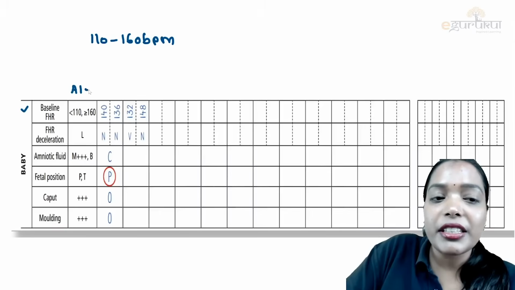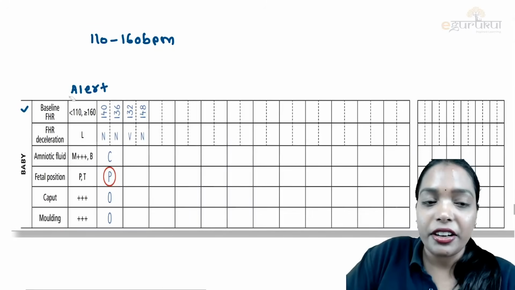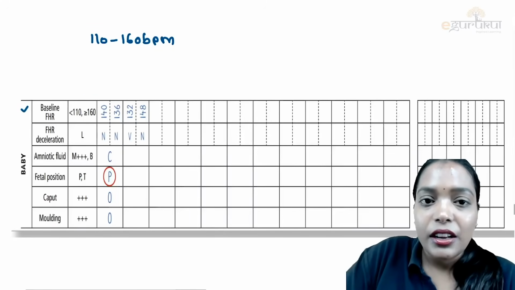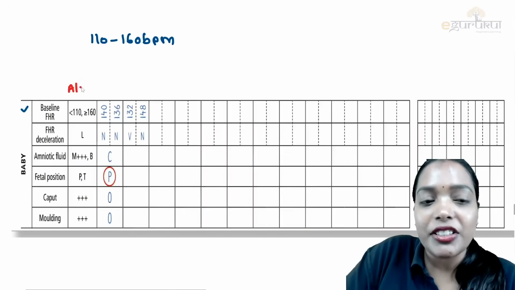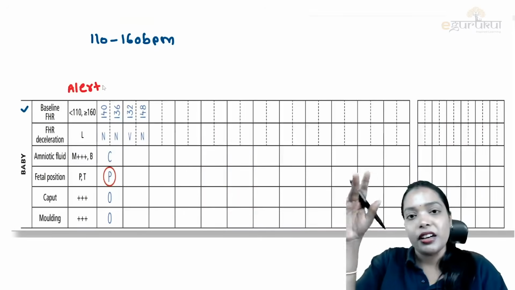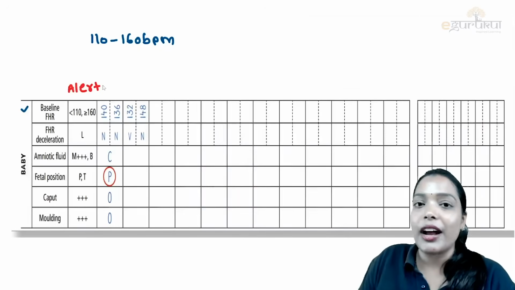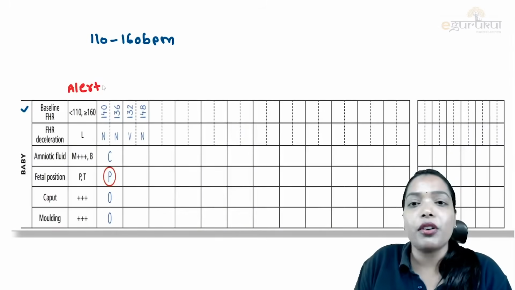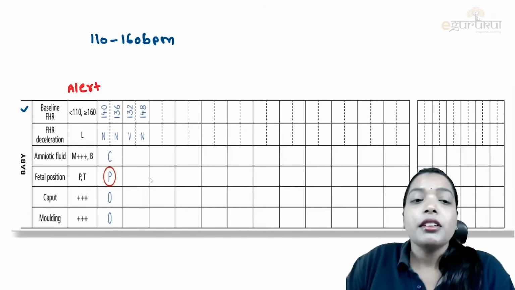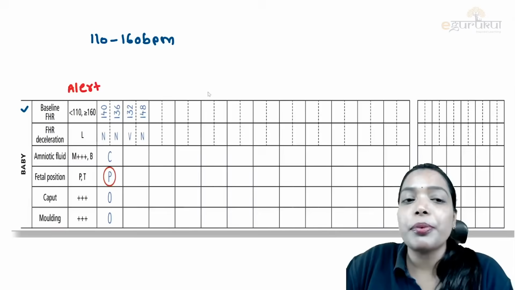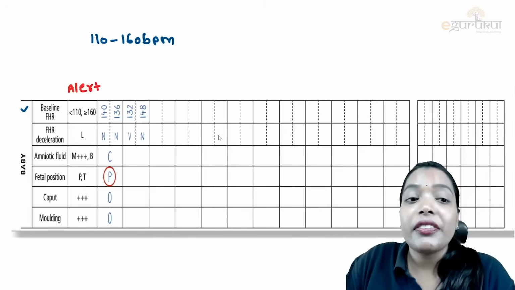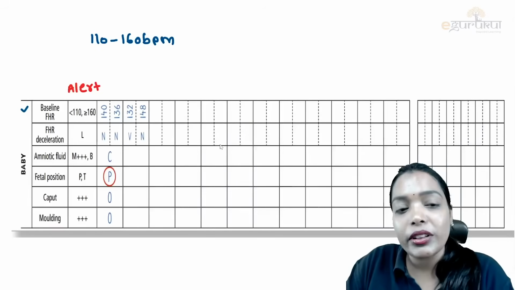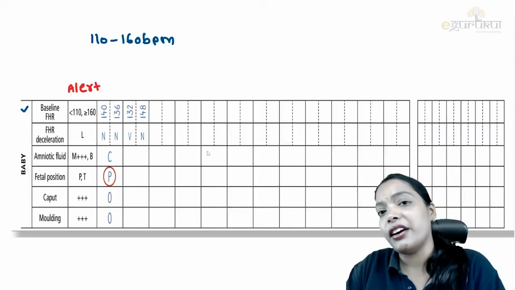Whatever is in this column is all alert. Let me write it in red so that you have an emphasis. Anything which is matching the alert column should be circled. We have to get alerted, decide what we have to do accordingly, and write it in the plan. So the baby's heartbeat should be in a range between 110 to 160. If it is less than 110 or more than 160, we have to get alerted.